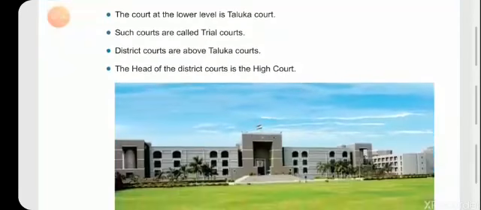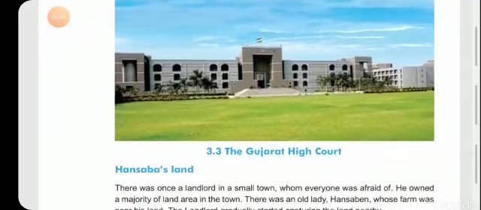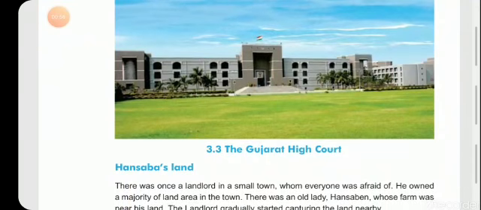Understand? This is the picture of the Gujarat High Court, which we can see while we are going to Gandhinagar. It is on the SG Highway. If we are going from Ahmedabad to Gandhinagar, on the left hand side we can see the Gujarat High Court. So whenever you are travelling from Ahmedabad to Gandhinagar, try and observe this.